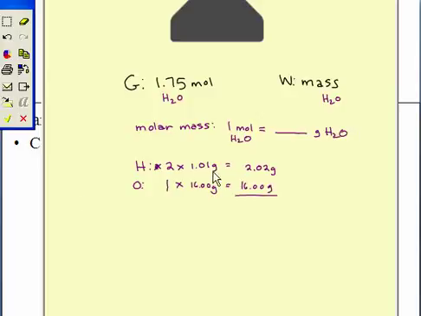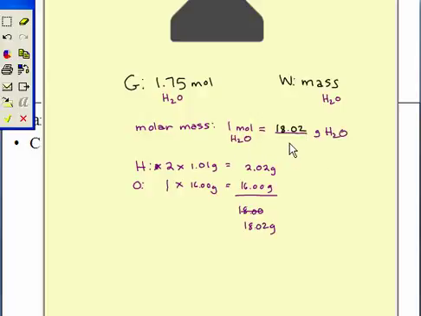When I multiply, this has 3, so my answer has 3. When I multiply, this has 4, so my answer has 4. When I add, my answer is going to have as many places after the decimal point as the value with the least number of decimal places. And they both have 2, so my answer will have 2. 18.02 grams. So, the molar mass of water is 18.02 grams of water.